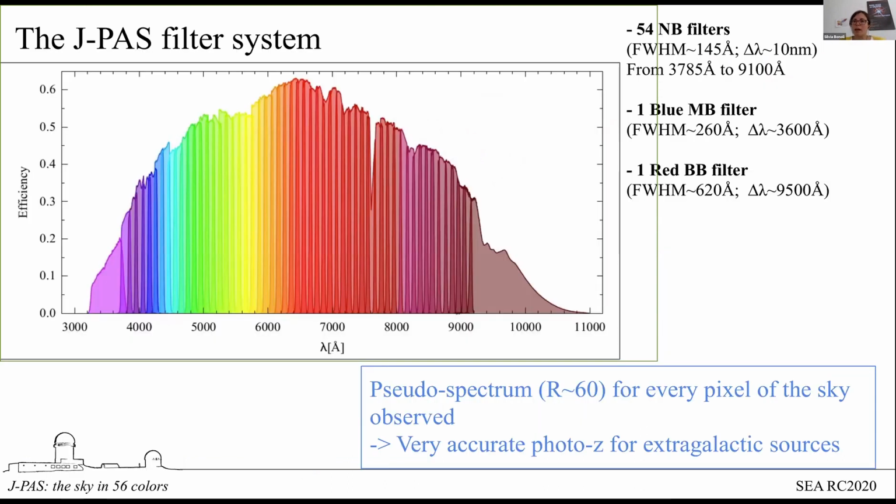So JPAS, as we were saying before, its unique feature is the filters: 54 narrow bands covering the entire optical spectrum, complemented by 2 broader filters in the blue and red wings. So this effectively will deliver a pseudo-spectrum for every object, or every pixel actually, observed in the sky that JPAS will observe. What does this mean? You can characterize objects very well, you can almost have the full SED of objects. And for extragalactic studies, this means a very accurate photo-z for all the sources.